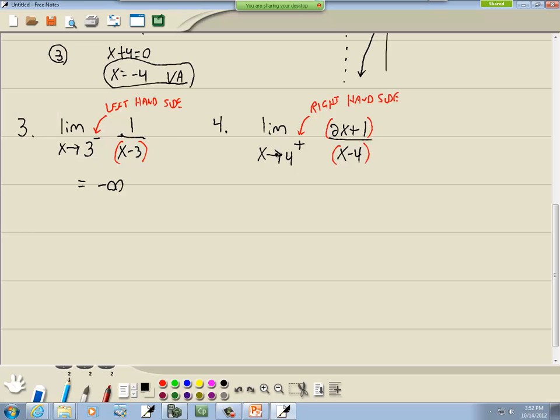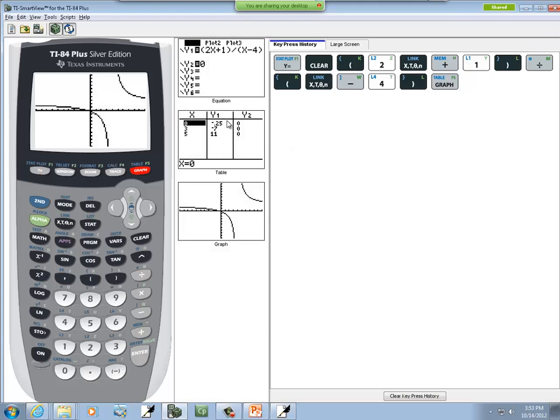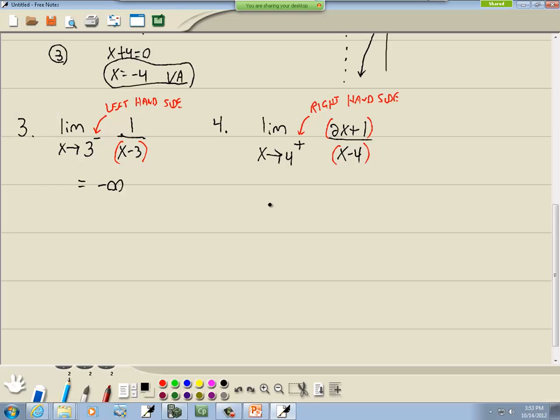Okay, so we're studying the graph as x approaches 4 from the right-hand side. Okay, here's 4. Coming from the right-hand side, I'm getting closer and closer, tracing the graph, getting closer and closer to x equals 4, that is. And I see the y values are going up forever. So this is going to equal positive infinity.